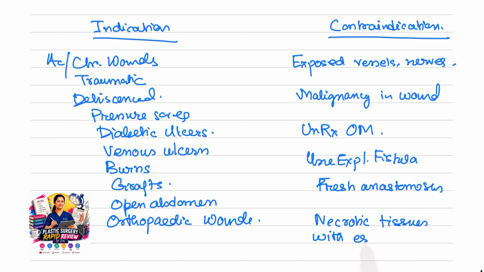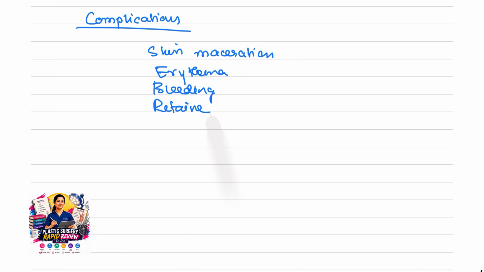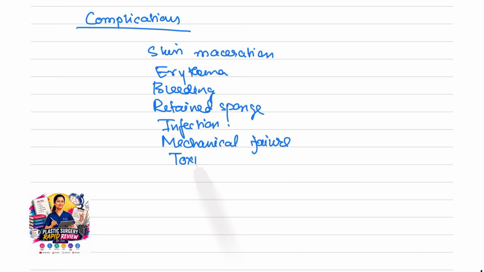Although highly useful, NPWT can also produce complications. The complications include skin maceration, erythema, bleeding, retained sponge in wound, infection, mechanical failures, or flaring up of toxic shock syndrome. Very rare.